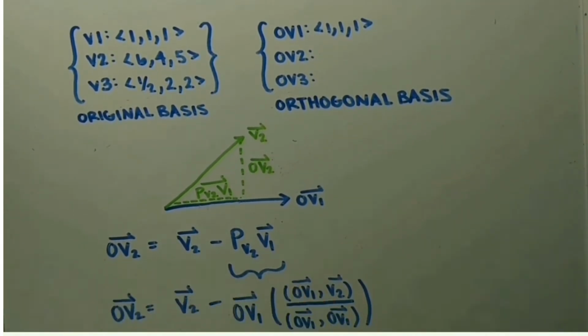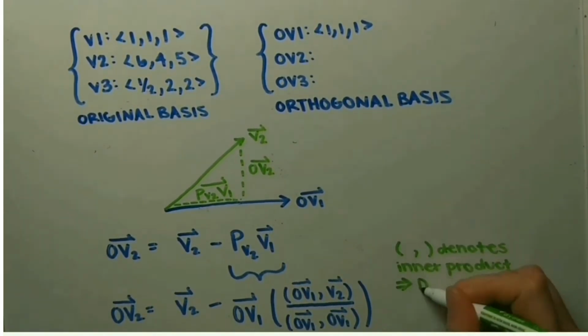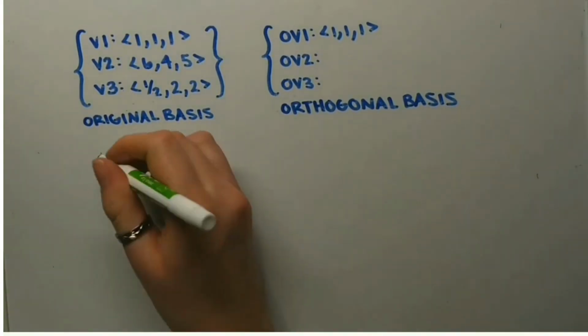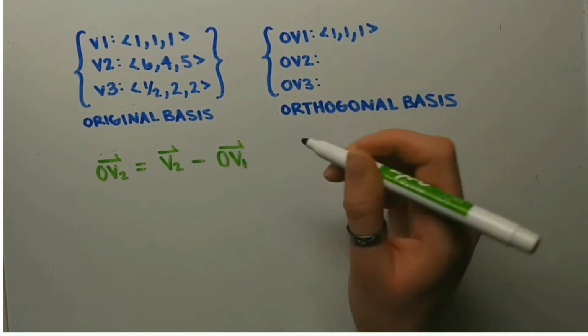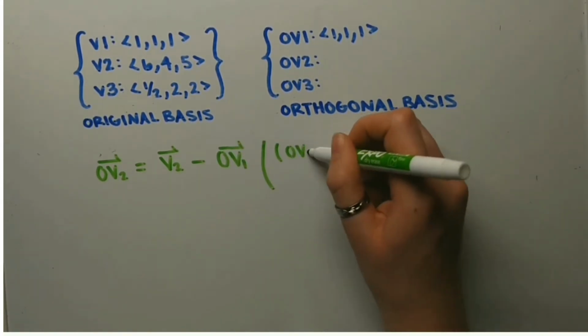Remember that the projection can be expressed as the inner product of the vector being projected and the base vector over the inner product of the base vector with itself. In this example, we're going to use dot product, so the equation can be written as follows.